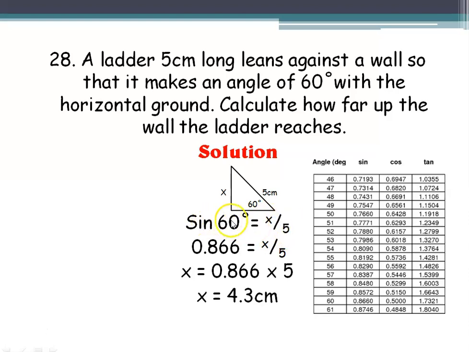So I'll find the value of sine 60. This table here is giving me the sine, cos, and tan of some angles. So I'll come here and look for 60. This is 60. Sine 60 is 0.8660, so I'll write 0.866. Sine 60 is equal to x over 5. Then I'll cross multiply. My x is equal to 0.866 times 5. 0.866 times 5 is 4.3 centimeters. So x is 4.3 centimeters. It means that the wall is 4.3 centimeters. So is that taken? Do we get that? Good.